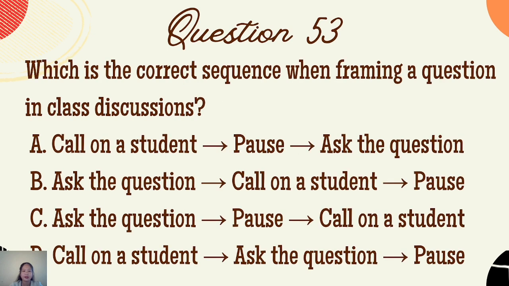Question number 53. Which is the correct sequence when framing a question in class discussions? The correct answer is letter C. Ask the question, pause, then call on a student. This approach ensures that all students have time to think before answering, leading to better responses.